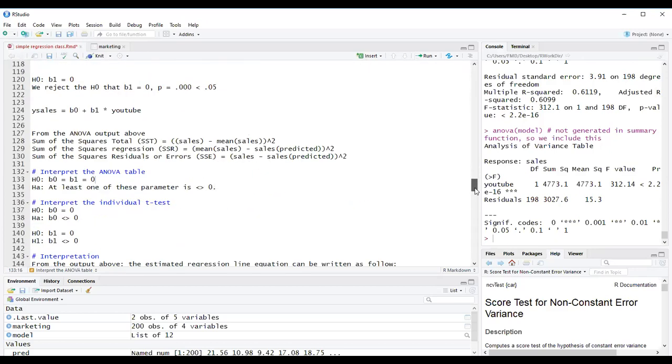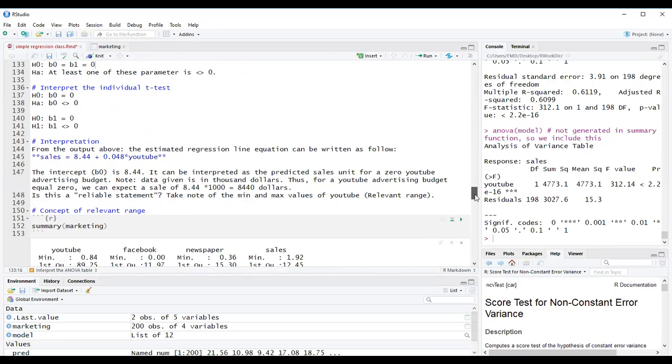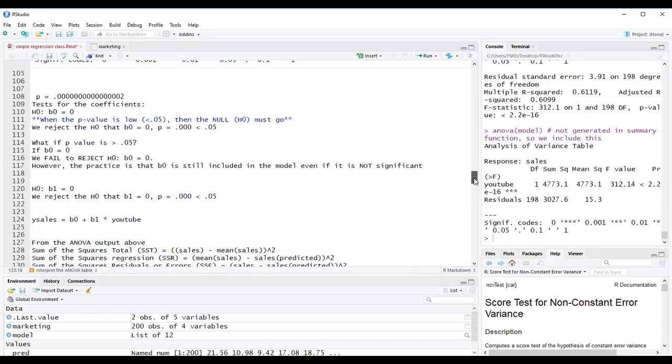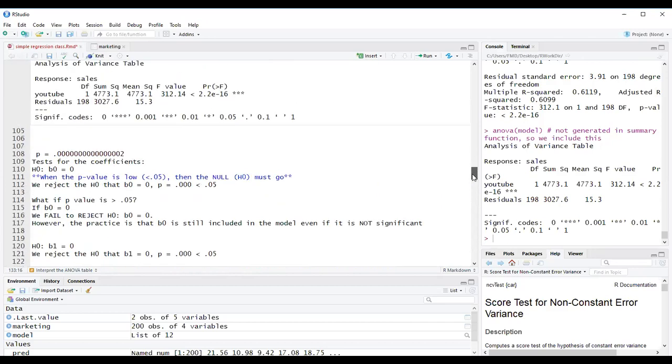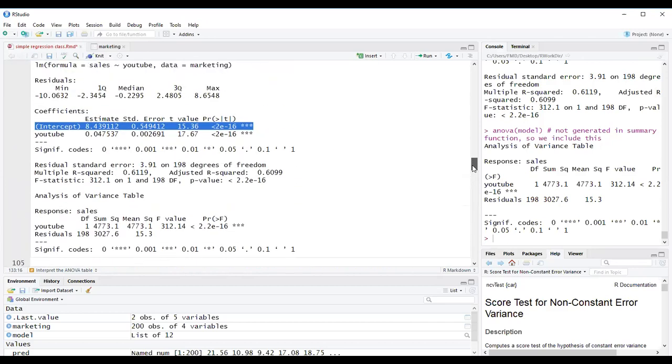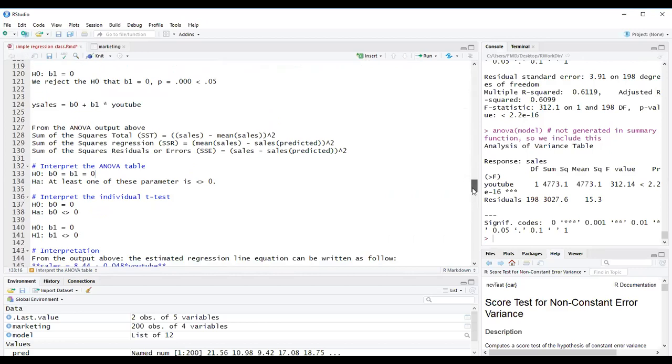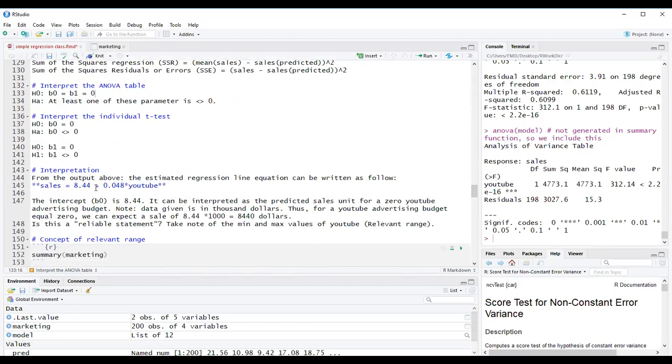Okay, so moving forward, guys. Now, once you have created your model, may model na tayo. Ito na yung equation natin. Y sales is equal to 8 point something plus some coefficient X times YouTube. Okay, this is our equation. Now, we have already generated our model.